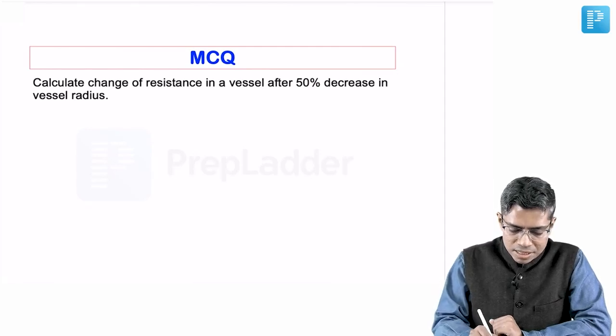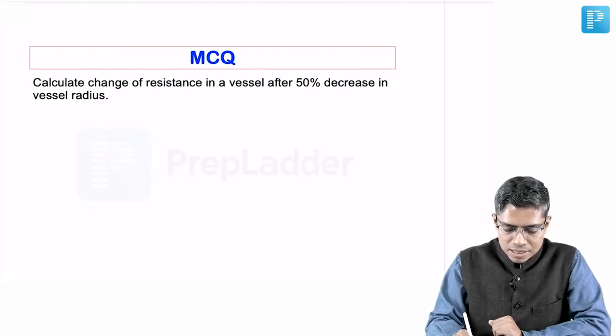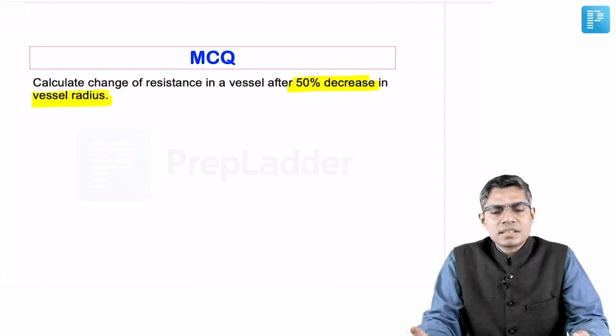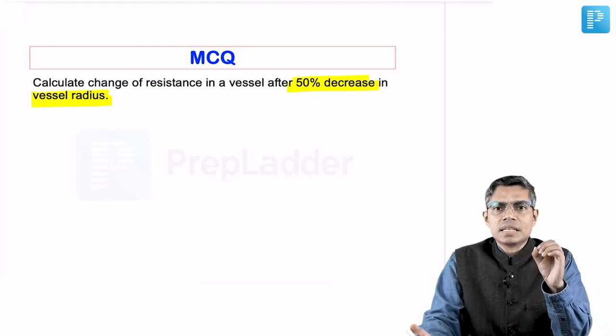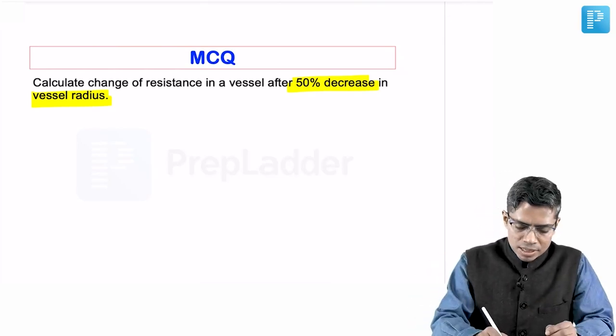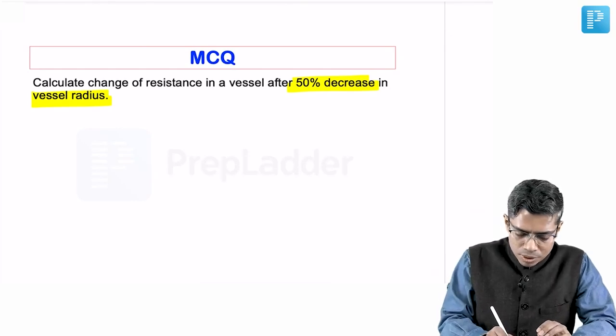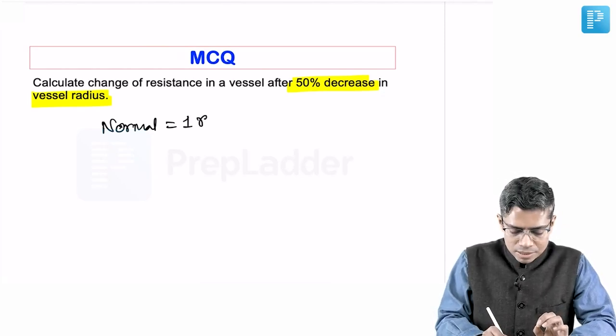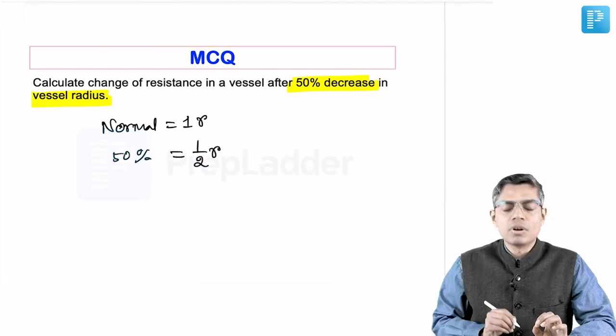So calculate the change in resistance in a vessel after a 50% decrease in vessel radius. Suppose in any vessel, coronary or any other, due to atherosclerotic plaque or anything, the radius of the vessel is decreasing, and it is decreased by 50%. They can also give a 50% increment of the radius. But the basic thing is, suppose the normal radius is 1 r. So a 50% decrement means the radius is now half of r.